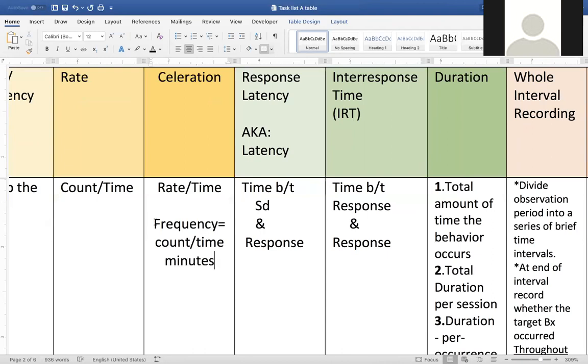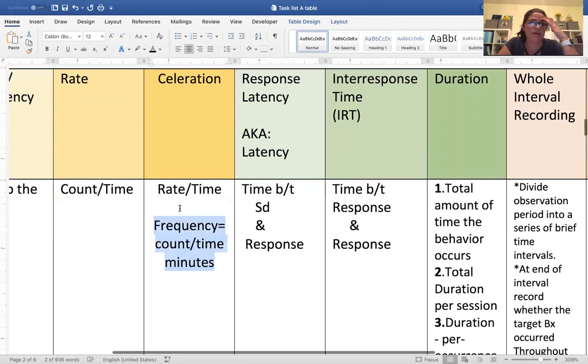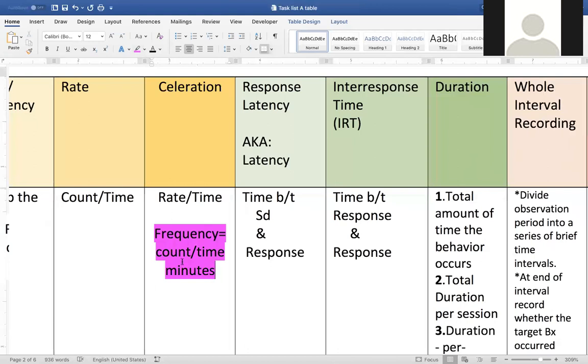That's a good one. Because I looked it up in the past, ABA acceleration, and the formula is rate over time. But like you said, it needs to be broken down a little better. Yeah, this one says frequency equals count over time, and then it has a parentheses minute. Okay, so let me write down what it says just like that. But this comes straight from the acceleration website.